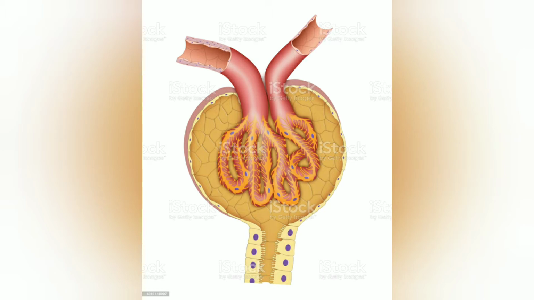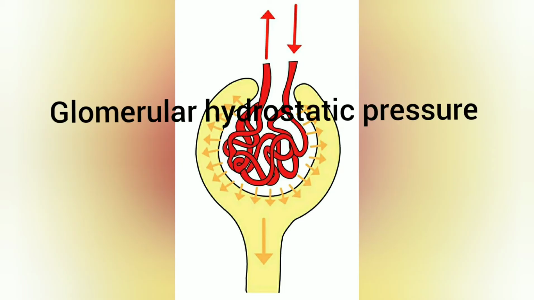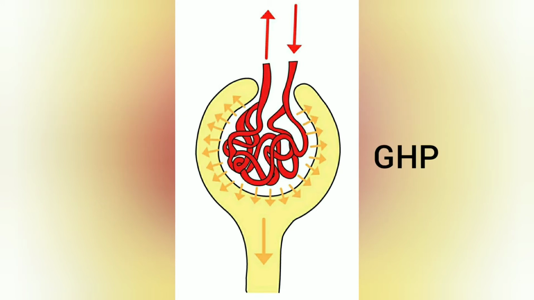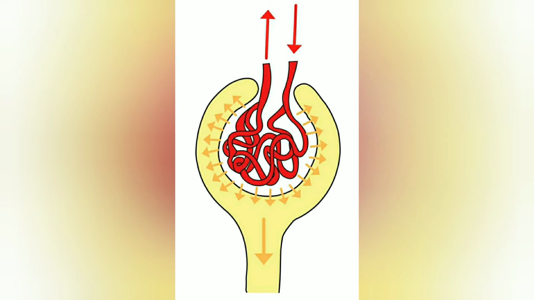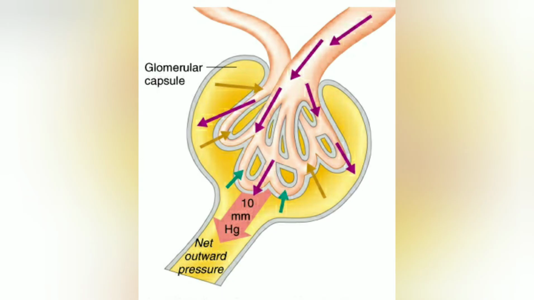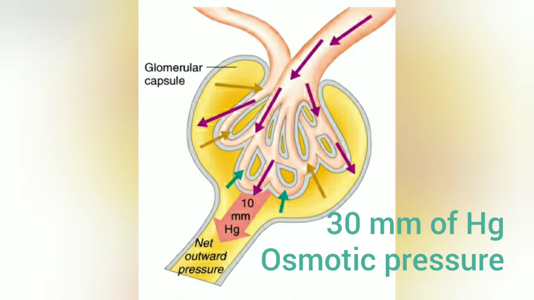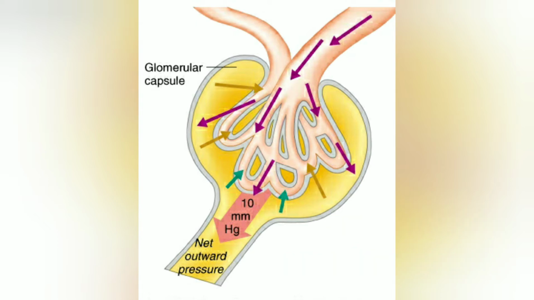And this pressure is called glomerular hydrostatic pressure, that is GHP, and normally this pressure is near about 55 mm of mercury. This pressure is opposed by osmotic pressure of blood, and normally osmotic pressure of blood is near about 30 mm of mercury. Plus it is also opposed by the capsular pressure, that means the filtrate which is present in the capsular region, and this is normally about 15 mm of mercury.